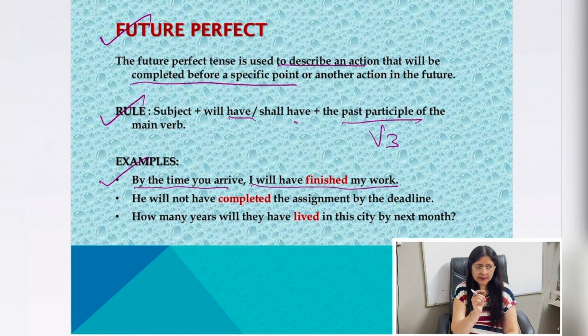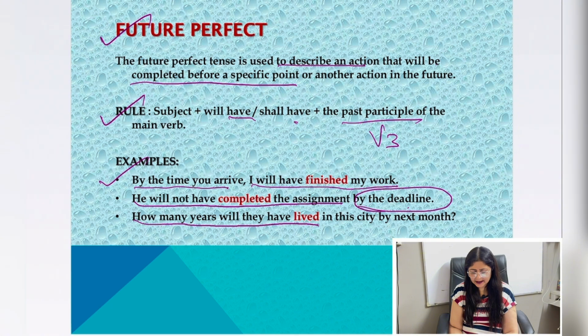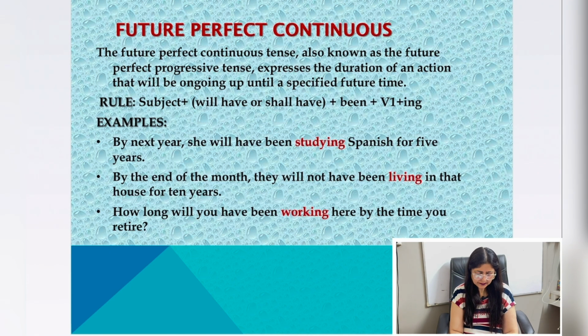Before a specific point of time when you will arrive, I will have finished my work. He will not have completed the assignment by the deadline, meaning before a specific point of time, this thing will not have been done. How many years will they have lived in this city by next month? Again, used very less, but you must know the rule how to write it correctly.